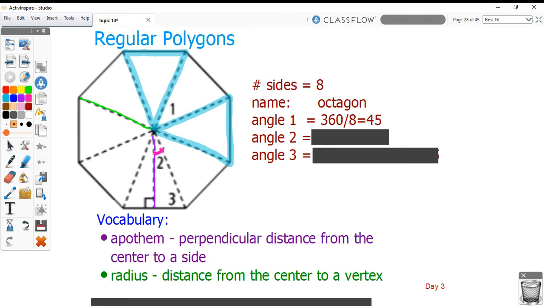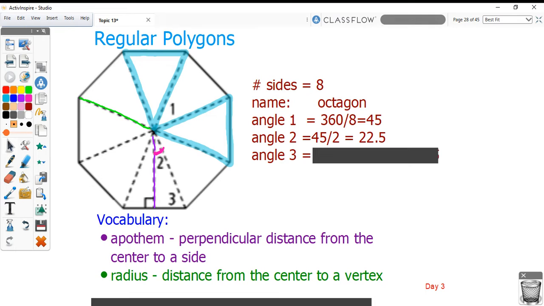Angle number 2 is the angle in between a radius and an apothem. If we're talking about the angle in between a radius and apothem, we need to know that an apothem splits one of those triangles in half. If we're splitting that angle in half, all we have to do is take angle 1 and divide it by 2. So angle 2 is 22.5 degrees, because that's half of the 45 that we just found.